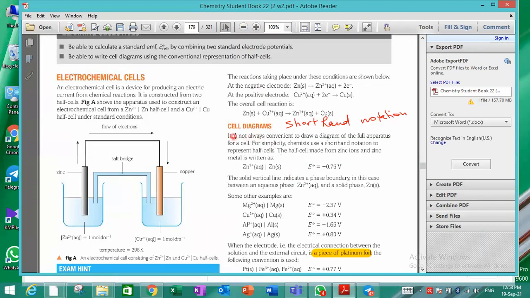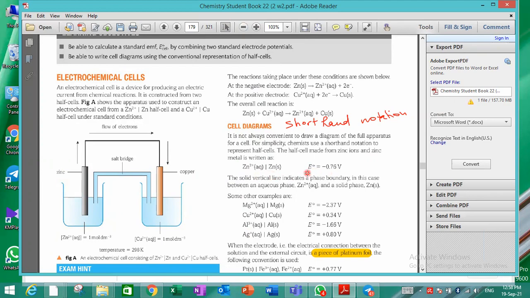In these cell diagrams, if we are going to represent half cells only, we always start with the positive ions, and then we put a vertical line and then the metal. This shows that there is a phase boundary between the ions and their metal. For example, if I place a metal in a solution of its own ions, we write the positive ions first, aqueous, and then a vertical line and then the zinc metal.